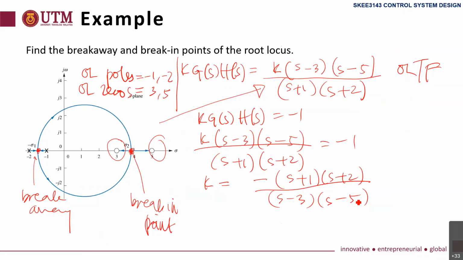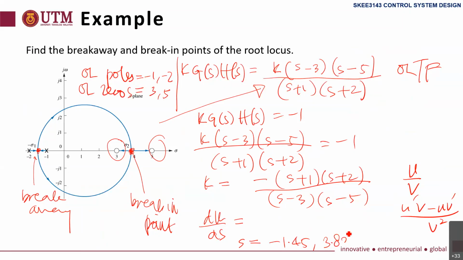You can take dk over ds. Of course, it will be slightly longer. It's like uv: u prime v minus uv prime over v squared. Use that formula. I solved it already, please do it yourself. If you solve, you get S equal to minus 1.45 and 3.82. There are two S.